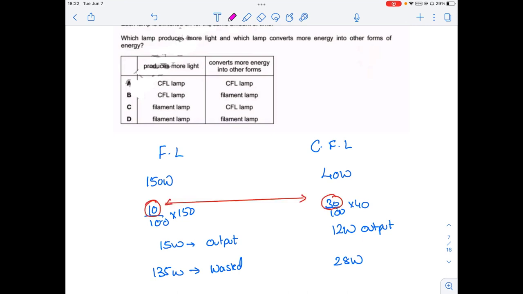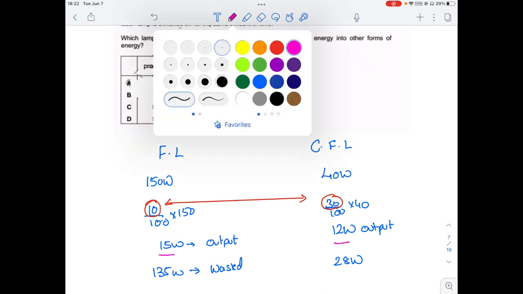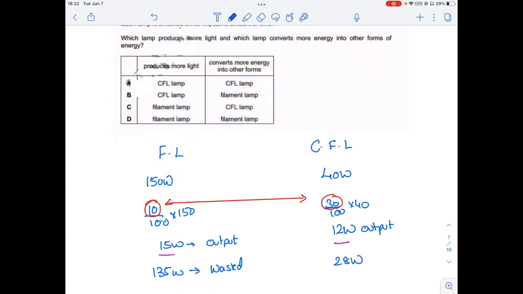So we can see that from the efficiency, filament lamp is only 10% efficient, whereas compact fluorescent lamp is 30% efficient. Now, what is he asking? Which produces more light? So we can see that 15 watt and 12 watt. Which produces more light? Filament lamp produces more light. So therefore, option has to be either C or D. So option A and B are totally wrong. Option A is wrong and option B is wrong because I'm not getting more light. I'm interested in the form of more light. More light is from the filament lamp.